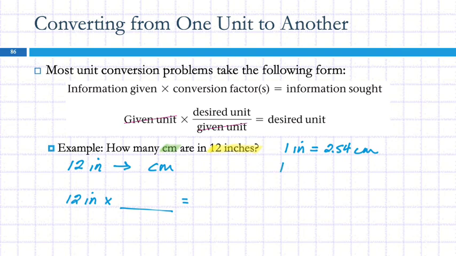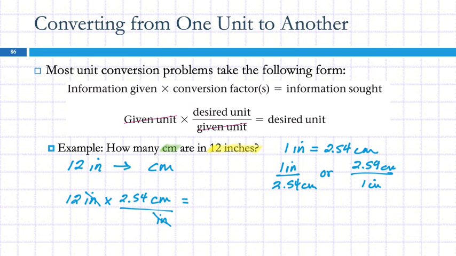So we saw that this could be 1 inch over 2.54 centimeters, or 2.54 centimeters over 1 inch. What I want here is I want this unit inches to go away. So I want to divide by inches, so the inches will cancel out. And the unit I want is centimeters, so I want to multiply by centimeters. That tells me which of these I'm going to use. I want the one with centimeters on top and inches on the bottom. So 2.54 centimeters per inch. The inches cancel out.